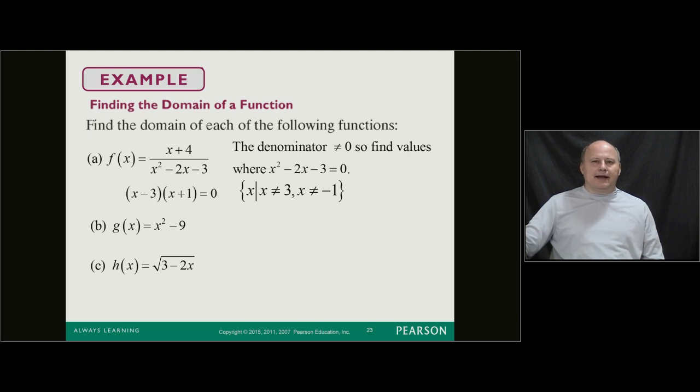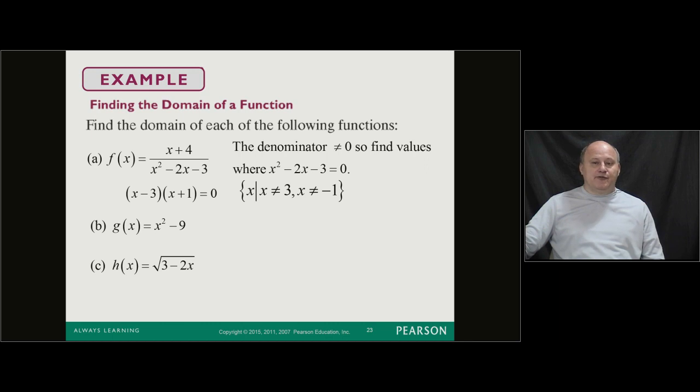Now let's look at part B. Now g of x equals x squared minus 9. There's no fraction here. It's just x squared minus 9. So think of it this way. Can you square a number and subtract 9 from that result and still get a number? Yeah, you can. If I can square a number, any number you give me, I can square it, multiply it times itself, and I can give you an answer. It may be huge if you want it to be, but it would still be a number.